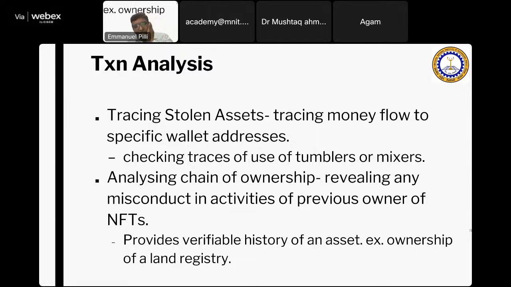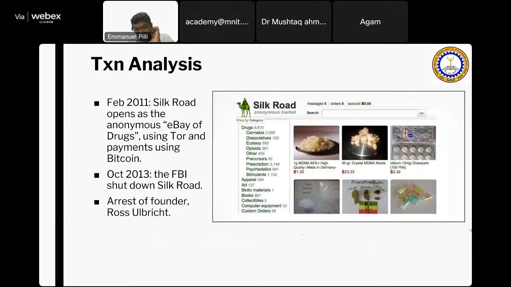So these things can be easily done. Somebody stealing stolen assets, you can try to find out. Transaction analysis was done on Silk Road also, and Silk Road was a website, something similar to Amazon, but you can see what all can be sold on it. Cryptography, and many of these things are in demand.